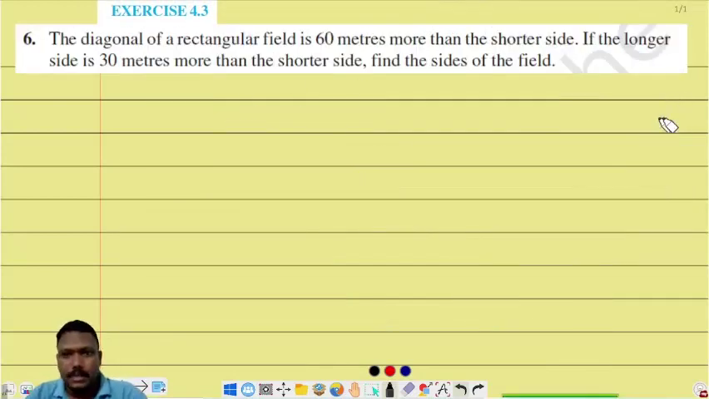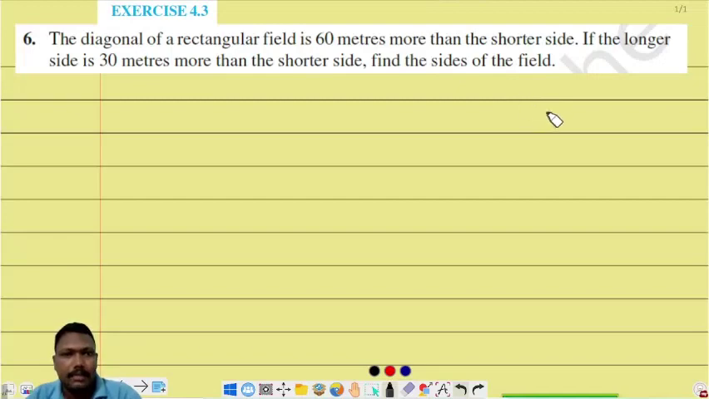Now let us do the next question. Question number 6. The diagonal of a rectangular field is 60 meters more than its shorter side. If the longer side is 30 meters more than the shorter side, find the sides of the field.